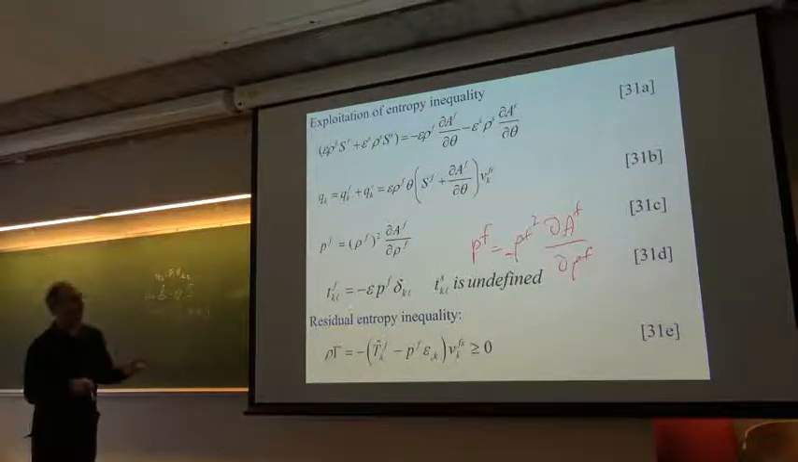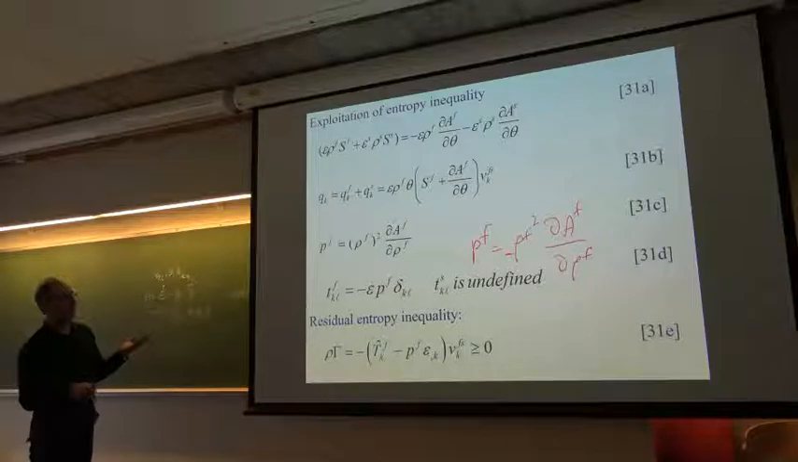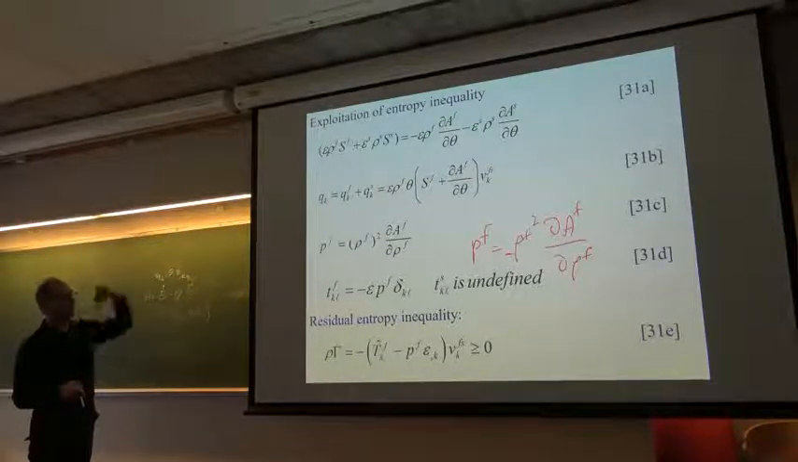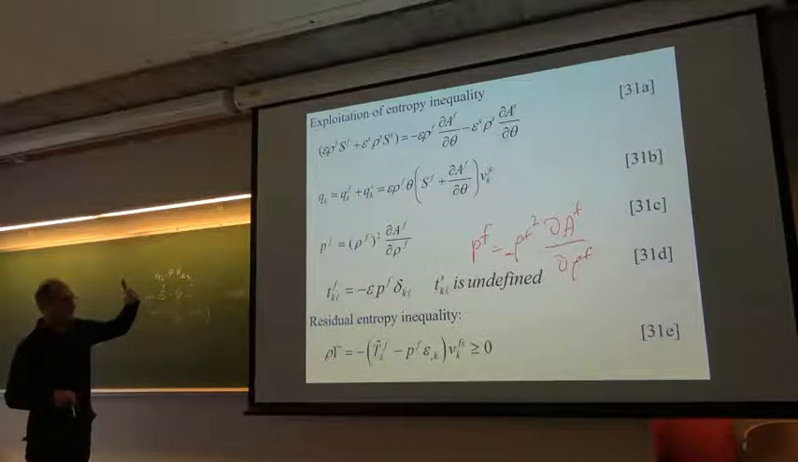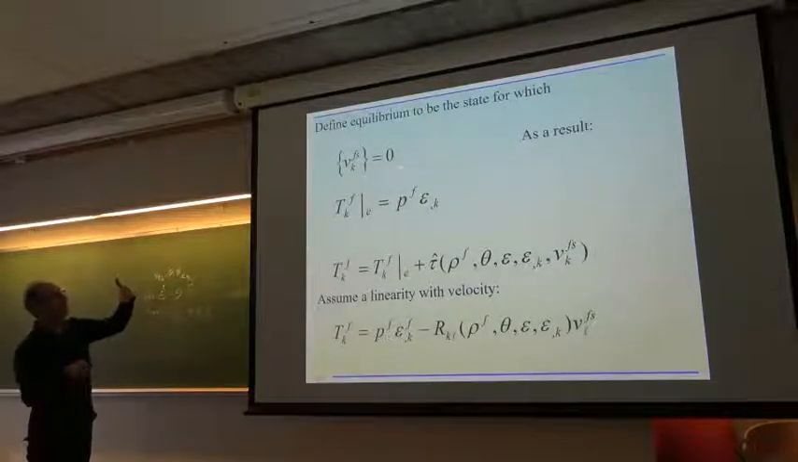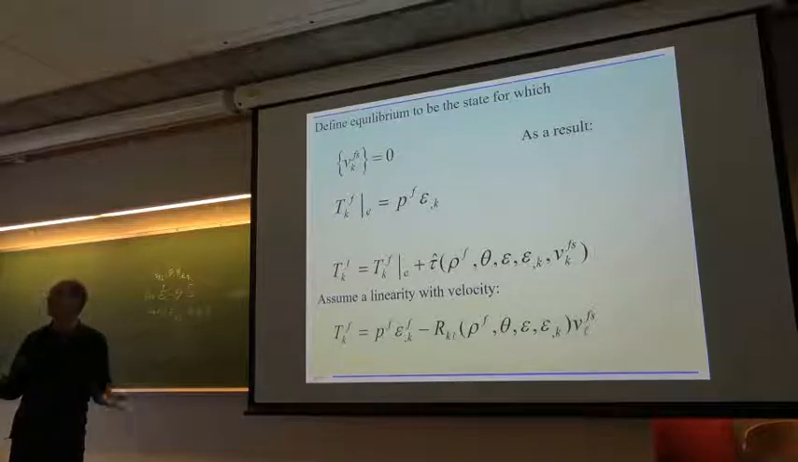So now I have a formula for my stress tensor. The only thing I now need, because if you recall momentum balance, one of the terms in the momentum balance was exchange of forces between fluid and solid. And I need that. Now from this I can get some information about it. And the information is as follows. I define equilibrium to be when the velocity difference between solid and fluid is 0. Basically there is no flow.